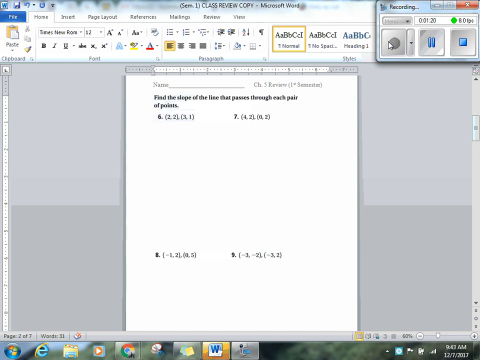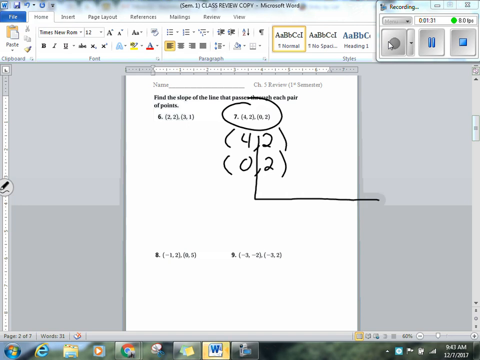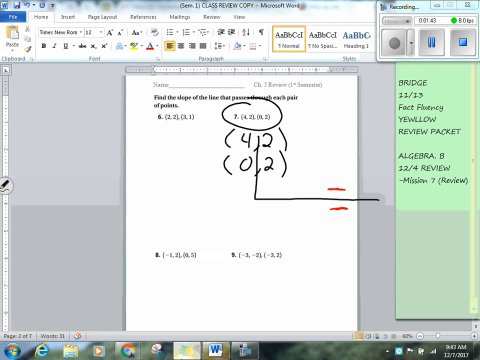Now let's take a look at question number 7. We have the points (4, 2) and the point (0, 2). Again, I'm using the L to help me find the slope. Again, just like before, I want to make sure that I'm going to put a subtraction sign on the top and the bottom. That reminds me to subtract.